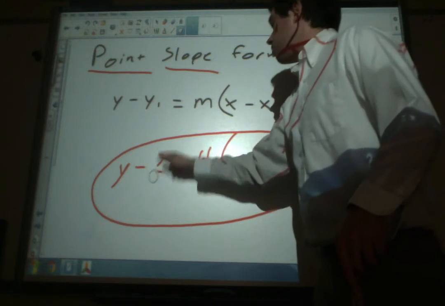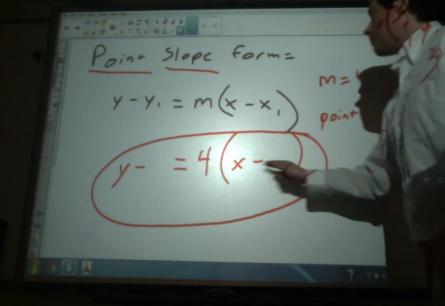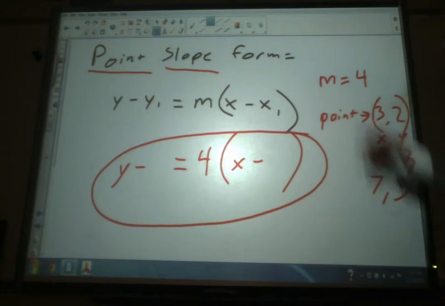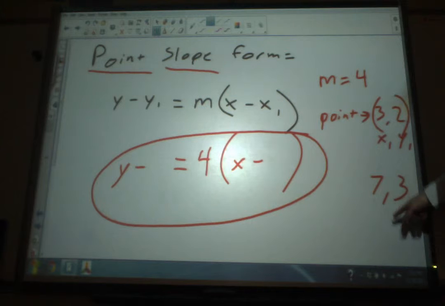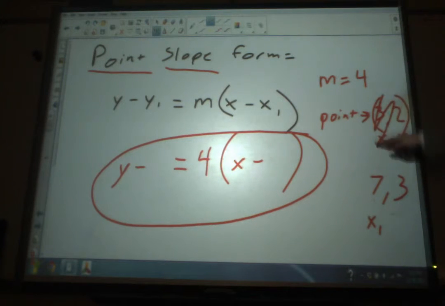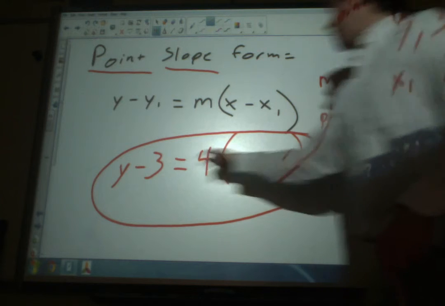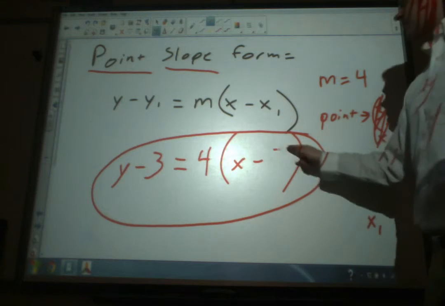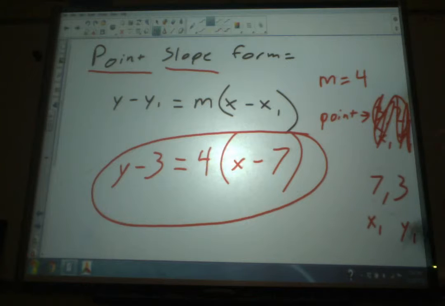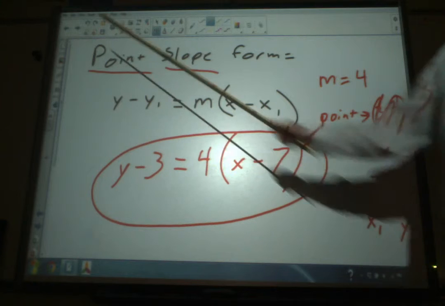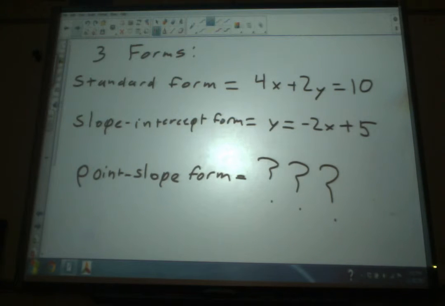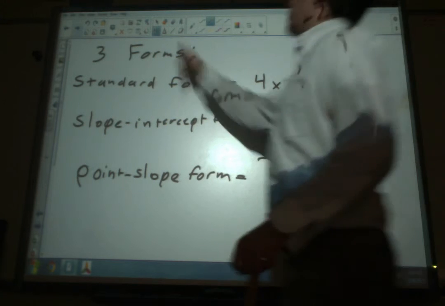Our slope is still the same, slope is 4, but this time we're going to use this point. Okay, so now here's the x1. We'll forget about this. And here's y1. So we could have said y minus 3 equals 4 times x minus 7. That's fine. You can use any point as long as that point is on the line. Okay, as long as it's on the line. And that is point-slope form. Okay? So, now that we know that, let's go back to our original question. We had these three forms.